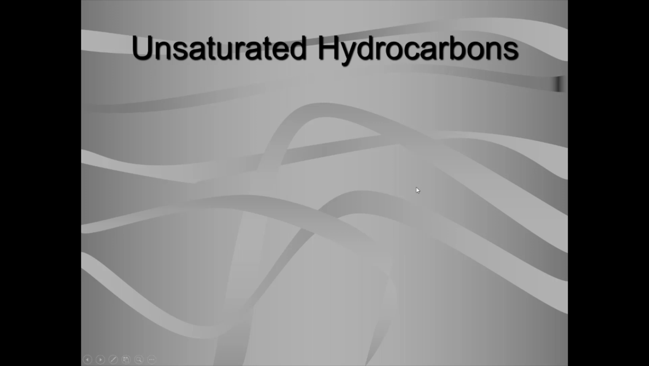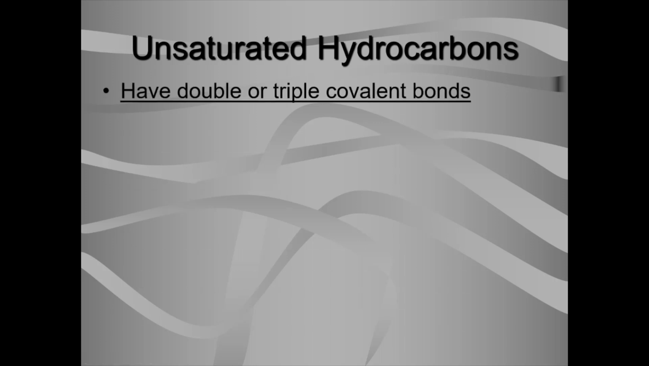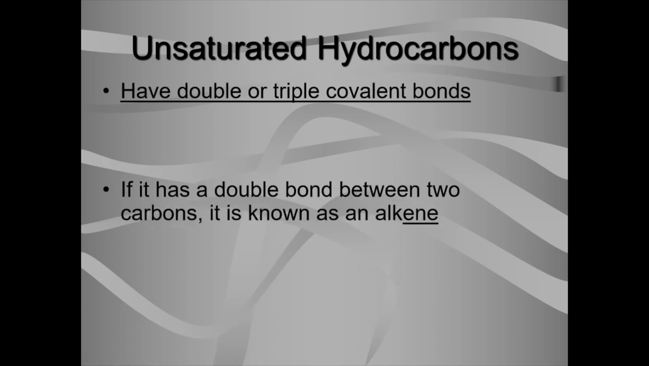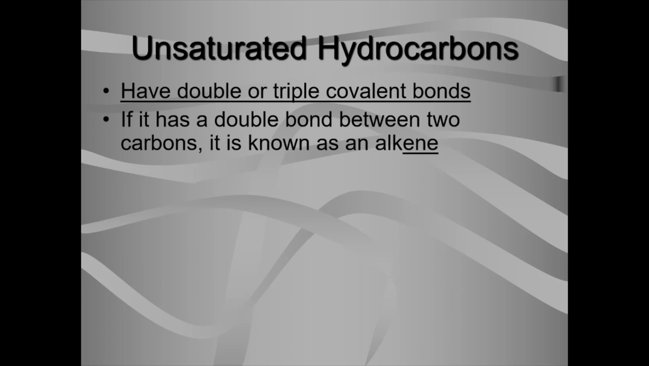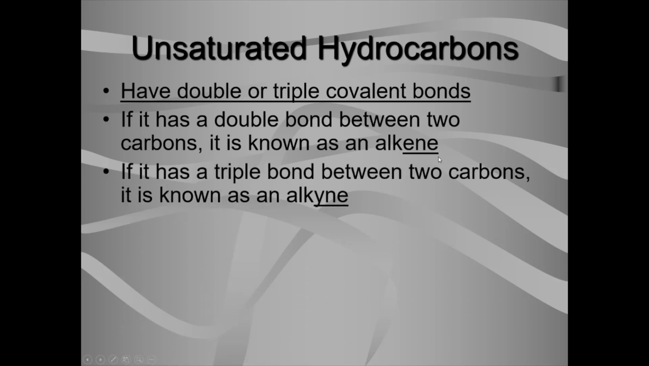All right, but for unsaturated hydrocarbons, we have double or triple covalent bonds. And so if it has a double bond, whether it's ethene, butene, propene, hexene, whatever, they're all going to end in ene, E-N-E. So they fall under the category of alkene. Likewise, if they have a triple bond between the 2 carbons, they're going to be known as alkyne. So ethyne, propyne, butine, whatever. They end in ine, and they're going to be known as an alkyne.